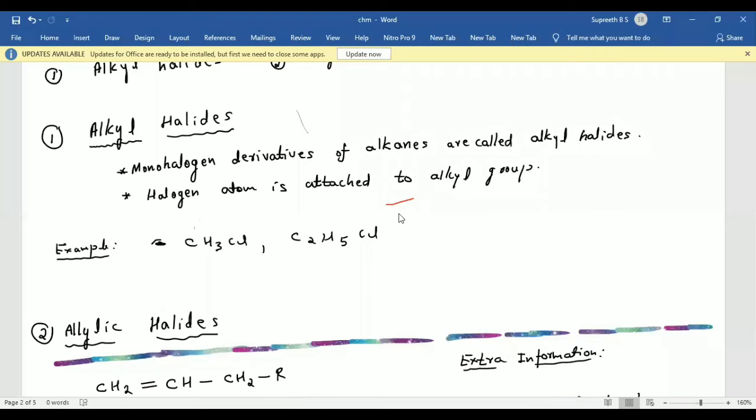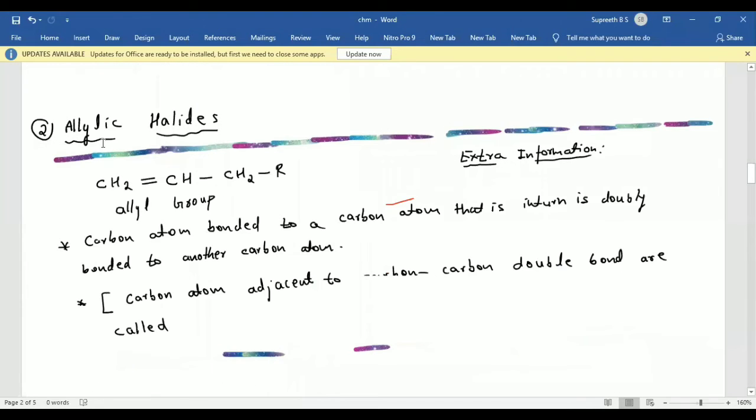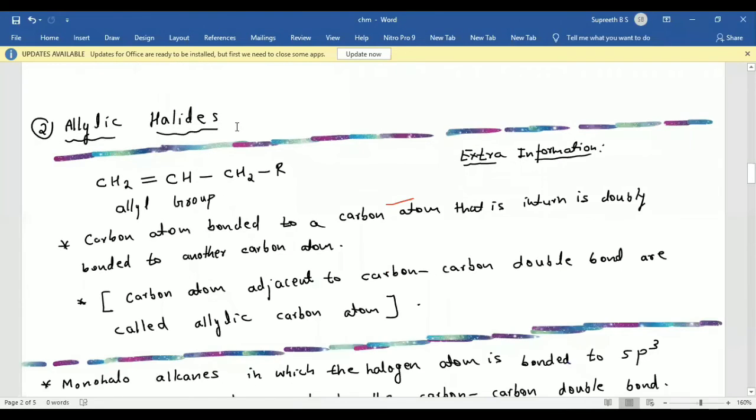Remember, in case of alkyl halides, the halogen atom is directly attached to saturated alkanes, that is, saturated carbon atoms. Now if you take an alkene, they are not called alkyl halides. In case of alkyl halides, the basic molecule is alkane, and one of the hydrogen atoms of the alkane is replaced with the halogen atom. Next we'll go for the second classification, allylic halides.